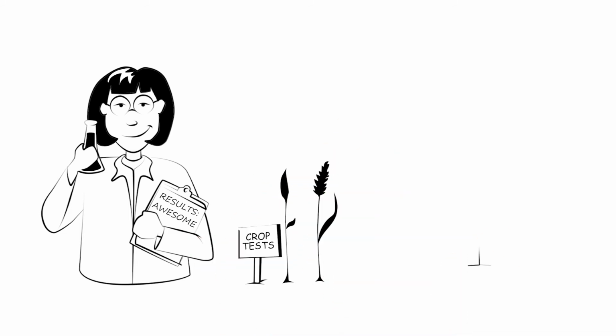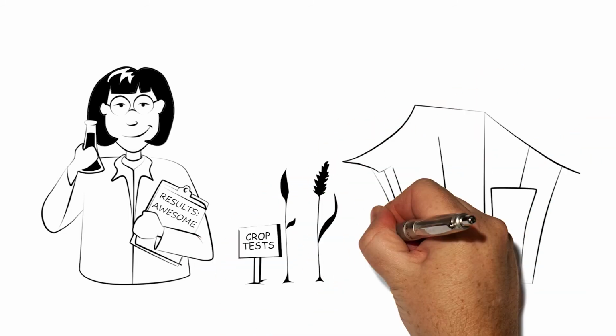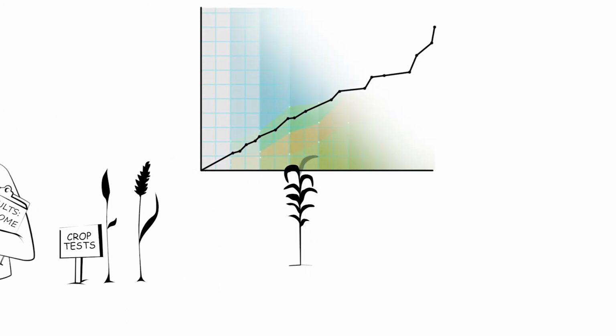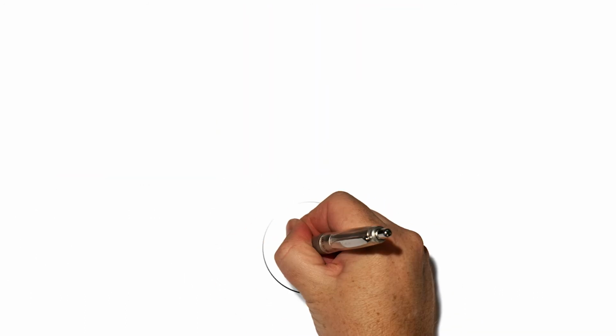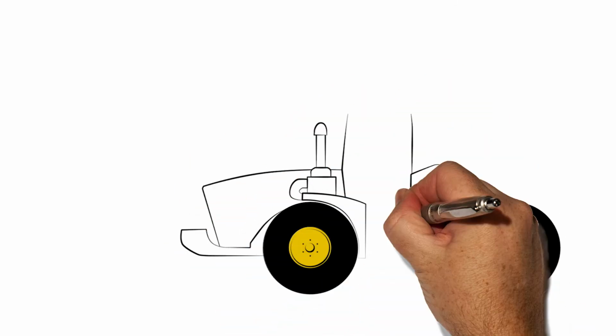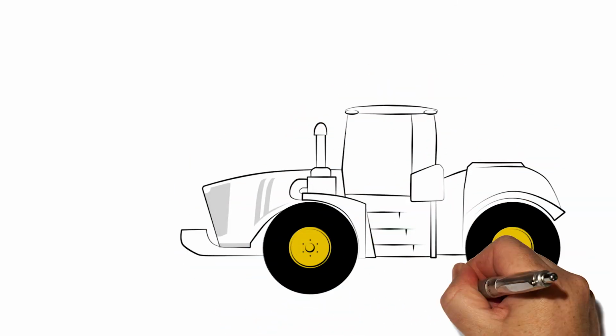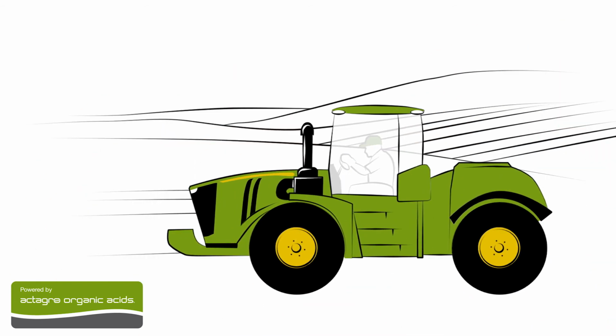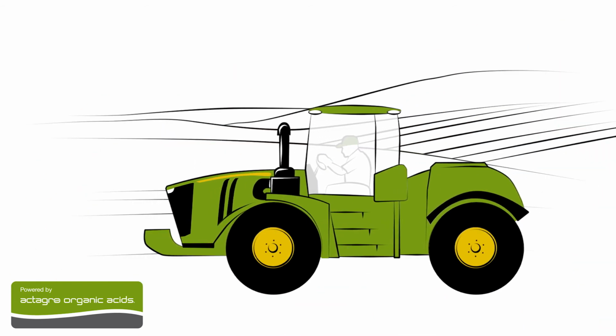We also run replicated field research trials and greenhouse testing where we can measure the results that matter most: plant performance and crop yields. That's why we're so confident that using Actagro organic acids will drive crop productivity in any farm where they're used. Because we know the science behind them and have seen the results firsthand.